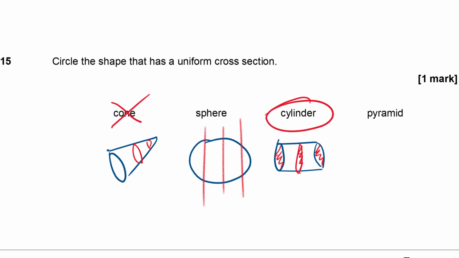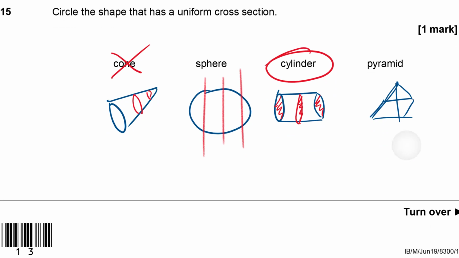What about a pyramid? I'm doing a square base pyramid here. But if you slice this up, it's not going to have a uniform cross-section. It's going to look different every time you slice it. So the only one that has a uniform cross-section is the cylinder, and a cylinder is a circular prism. So yeah, it's that one.